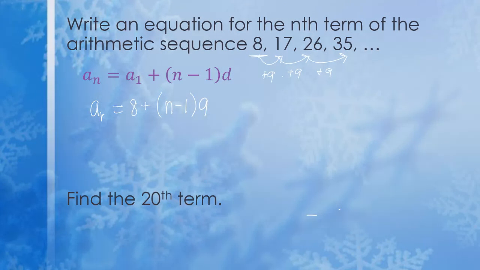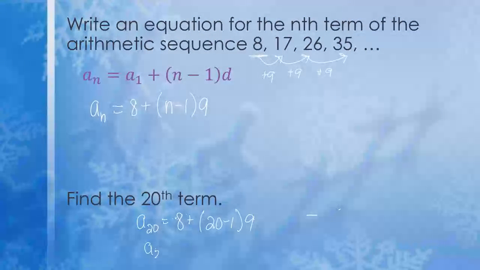And that's it. This is my formula. It doesn't matter if the 9 is in front or behind. It's multiplying by the parentheses either way. Now I can go down, I can find the 20th term. I'm just going to put 20 in for my n. So 8 plus 20 minus 1 times 9. And I'm going to evaluate this. So 20 minus 1 is 19. And 19 times 9 is 171. Plus 8 is 179. So the 20th term of my sequence would be 179.